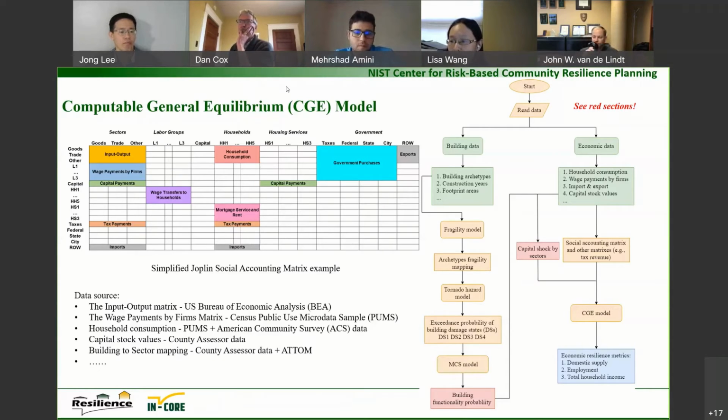As I mentioned, we also have a lot of economic data to develop the social accounting matrix. One of them is the capital stock values, and we use both the building functionality probability and the capital stock values to determine our external capital shocks by sectors. Then we apply these external capital shocks to the CGE model to break the old equilibrium of the social accounting matrix. After calculating and building a new equilibrium of the social accounting matrix, we can solve the CGE model and determine the dynamic economic change in resilience metrics. For this presentation, I will mostly introduce the linking part, that means the right part as you see in the framework.